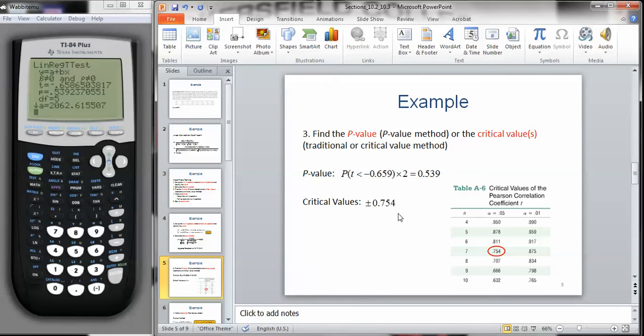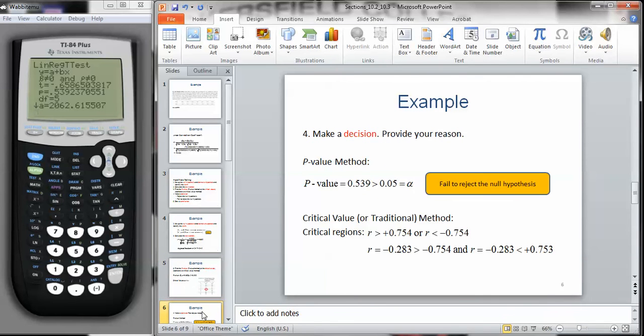All right, so here are the critical values. So we have a plus or a minus. Basically, to the right of the positive critical value and to the left of the negative critical value are the rejection region, and the middle region will be the area where you do not reject your null hypothesis. All right, so let's take another look here.